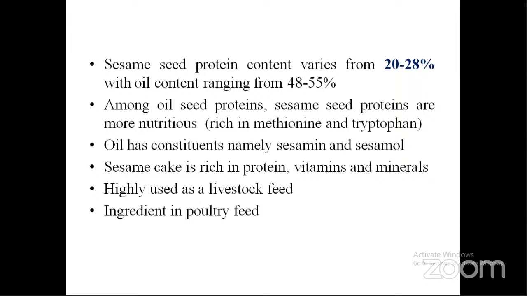And sesame seed protein content varies from 20 to 28 percentage, and oil content ranges from 48 to 55 percentage. Among all oilseed proteins, the sesame seed proteins are highly nutritious because they are rich in methionine and tryptophan. The sesame oil has constituents like sesamin and sesamolin. The sesame oil cake is rich in protein, vitamins, and minerals. That's why it is used as livestock feed as well as poultry feed. And for all oil seeds, you should remember the oil content and protein content also.